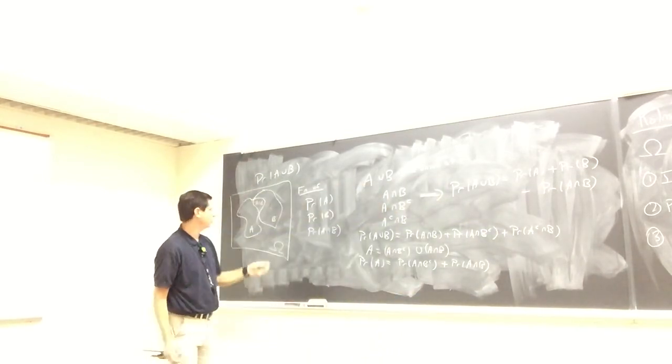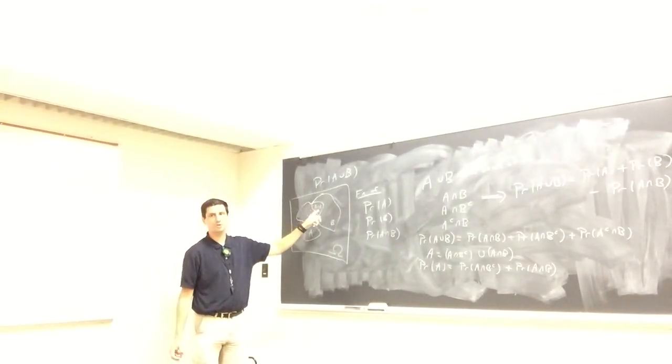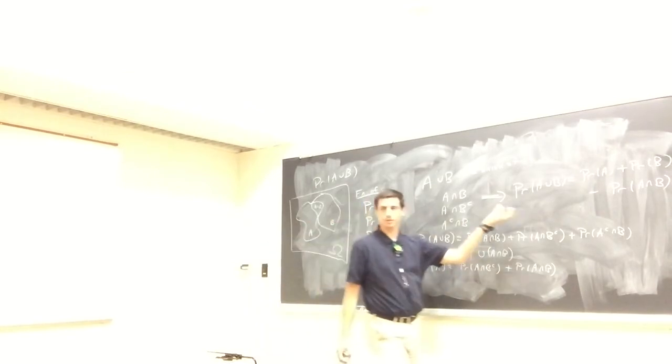And if you look at what's going on, well, yeah, that makes sense. Here's A, here's B. If I just add their probabilities, I've counted this region twice. So if this region has any probability, I've overcounted it. I've got to subtract it once. So this is a very reasonable formula.